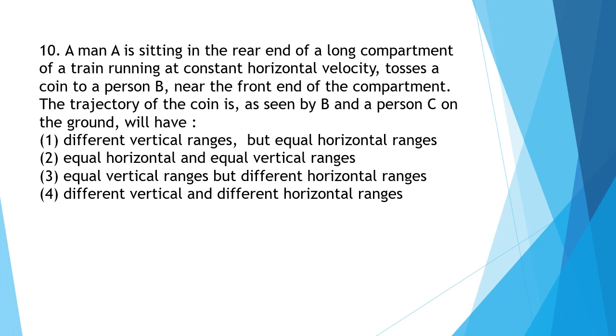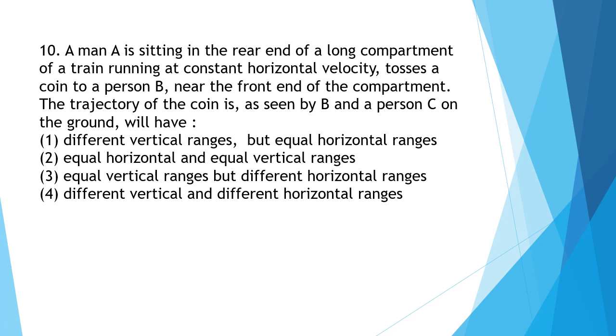So when the coin is tossed from the rear end to the front end, the coin will have a horizontal component of velocity and a vertical component of velocity. So for the person B and a person C on the ground, the vertical component of velocity will remain the same, because the train is moving in horizontal direction, not the vertical direction. So the vertical component is same. So as vertical component is same, that means that the vertical range observed by these two will be the same.